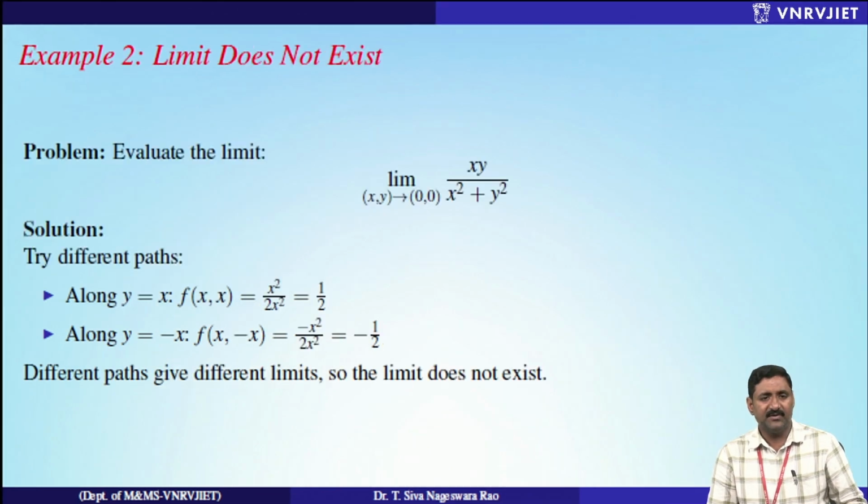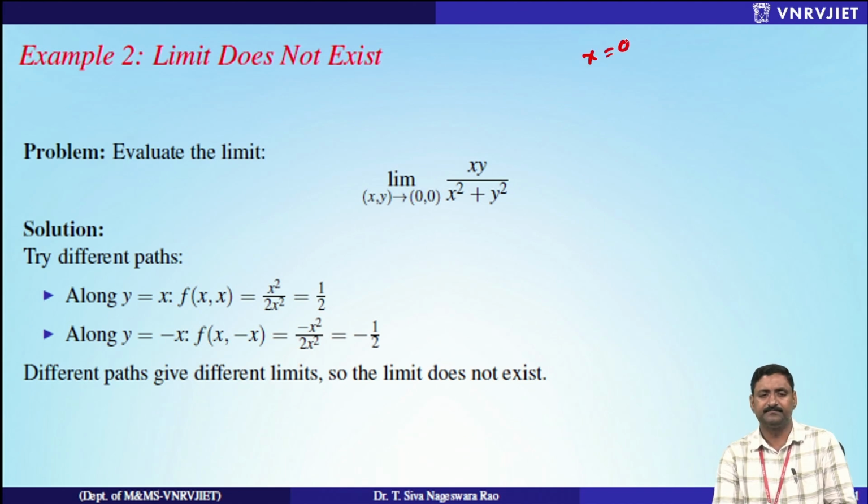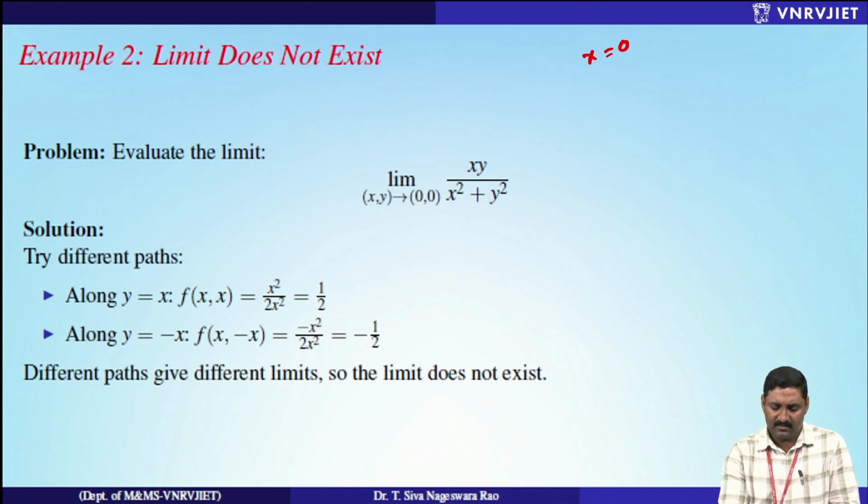Next example, limit does not exist. Now see here, limit as x tends to 0, y tends to 0. Fix x is equal to 0, then y tends to 0. Fix x equal to 0, substitute here. This is 0 and this one is 0.